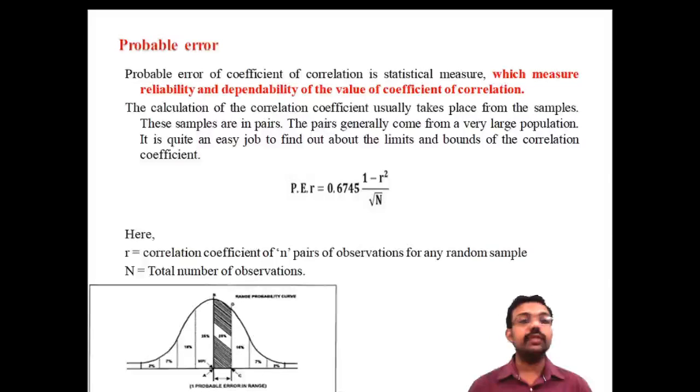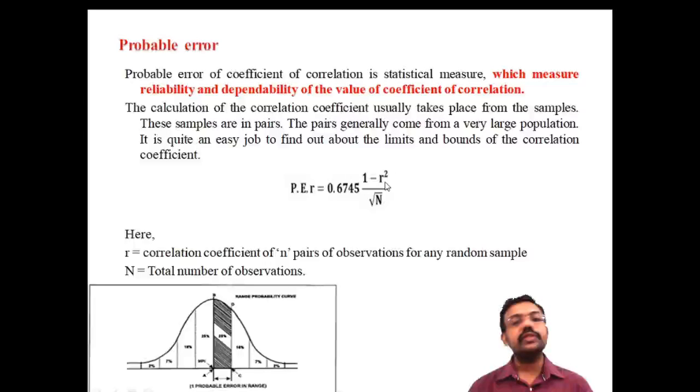What is the formula for the probable error? This is the formula for the probable error. Probable error equals 0.6745 into (1 minus r square) divided by root n. That's the formula for the probable error. Probable error കണ്ടുപിടിക്കാൻ വേണ്ടി യൂസ് ചെയ്യുന്ന ഫോർമുലയാണ്.